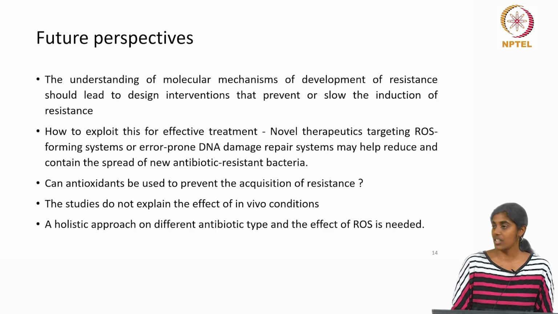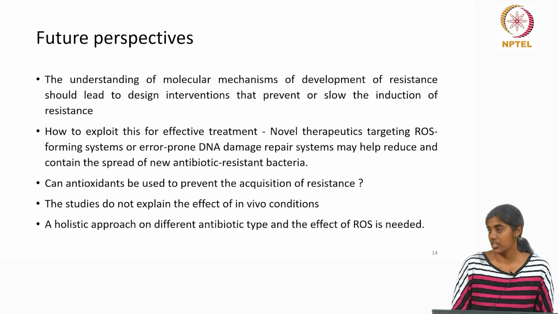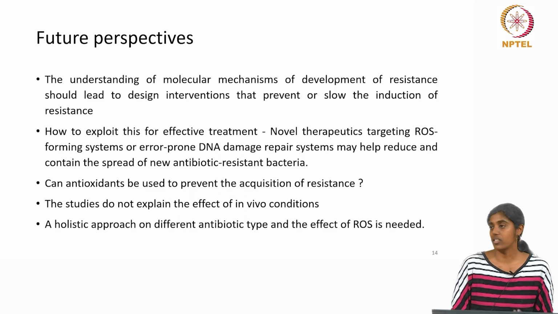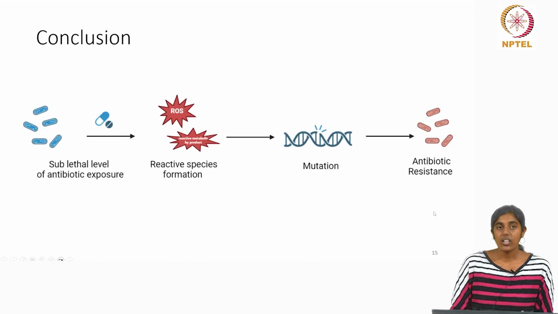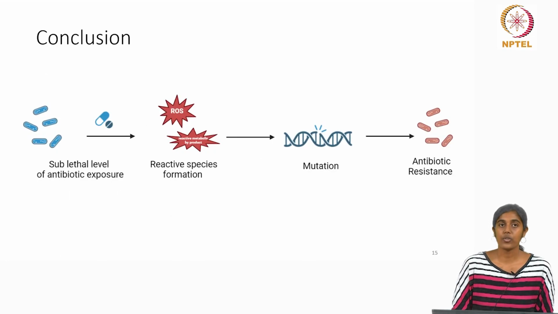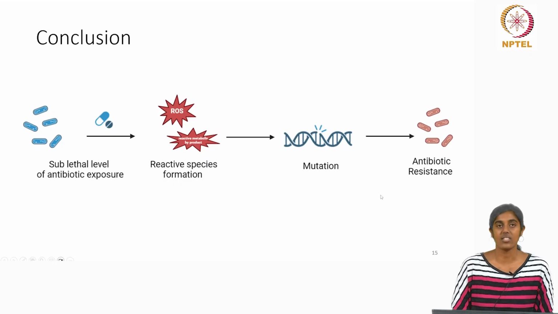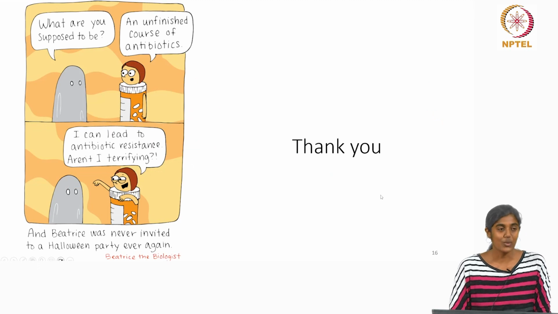So further studies could be done to replicate the in vivo conditions of the human body to exactly understand how this antibiotic resistance happens. This could lead us to develop better treatment strategies so that while treating with antibiotics, we do not get the issues of antibiotic resistance. In conclusion, sublethal level exposures to these antibiotics will lead to ROS formation, which mutates the genes in the bacteria, which would result in antibiotic resistance. So thank you.